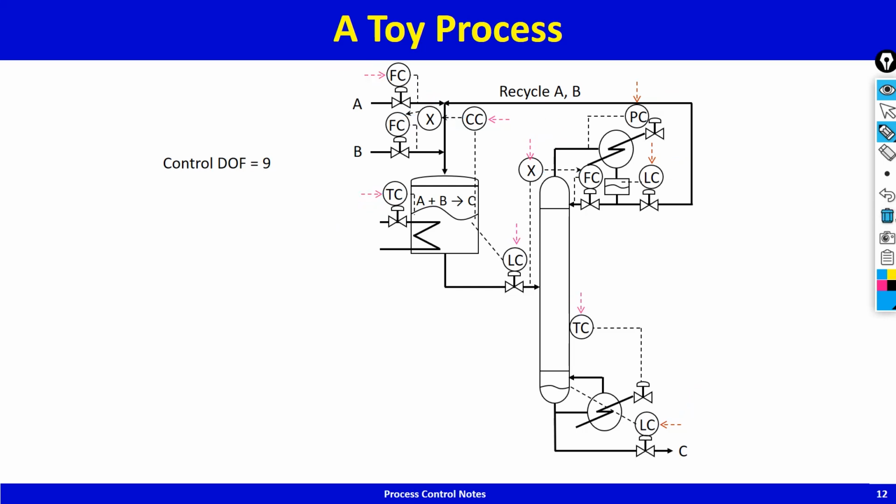And let's pay some attention to this guy. You see, as per the stoichiometry of the process, 1 mole of A reacts with 1 mole of B to give 1 mole of C. Okay, so if you're putting in 1 mole of A and assuming that the C is nearly pure, you should be putting in 1 mole of B.